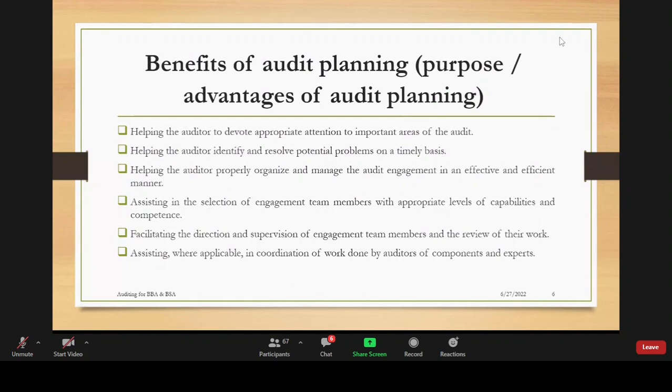It helps you as an audit supervisor to review the work done by your people. It helps you coordinate the work effectively. Like I said, where you may need experts, where you may need to subcontract, all that is going to be possible only if you do your plan well.